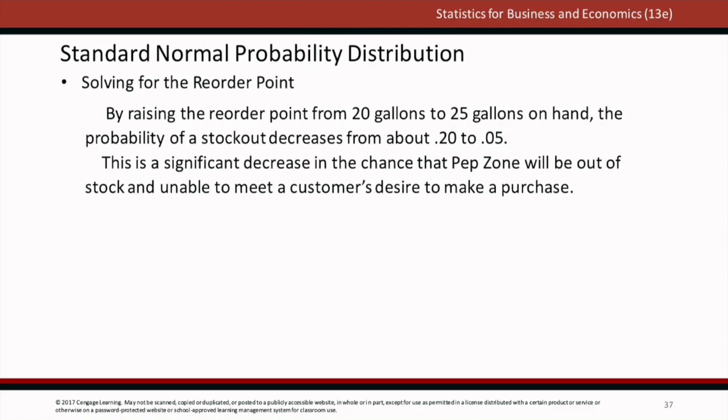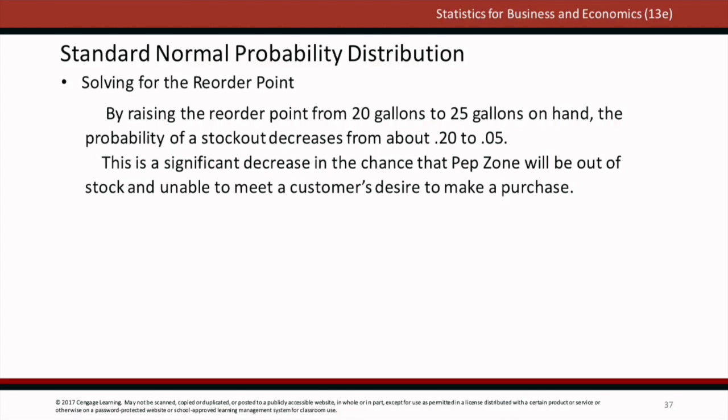So comparing the two methods, by raising the reorder point from 20 gallons to 25 gallons on hand, the probability of the stock out goes from about 20% to 5%. This is a significant decrease in the chance that the store will be out of stock and unable to meet customers' desire to make a purchase.